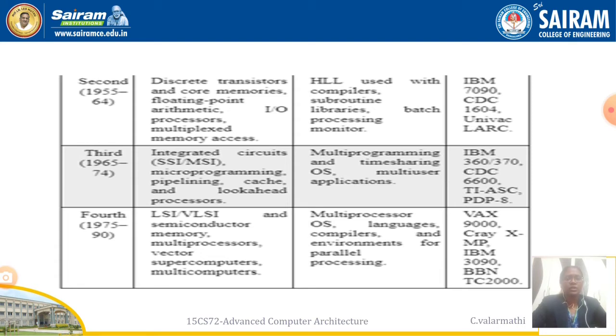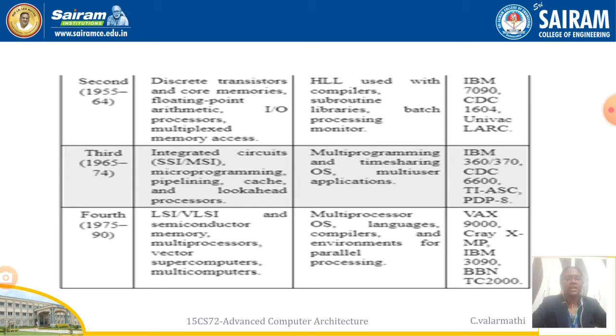Then they moved on to the third generation of computers, where the exact architecture and technology they used is ICs. ICs are nothing but integrated circuits. The earliest versions of ICs start from SSI and MSI. The programming technology introduced in that duration was microprogramming and pipelining. Coming to software, they used time sharing OS and multi-user applications, and the representative systems are IBM 360/370. Then moving on to the fourth generation, it falls in the category of 1975 to 1990.